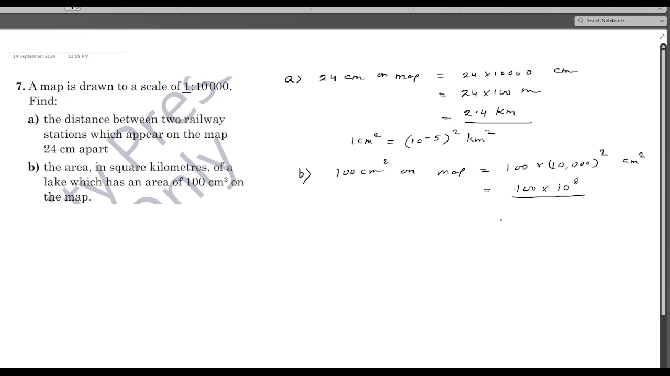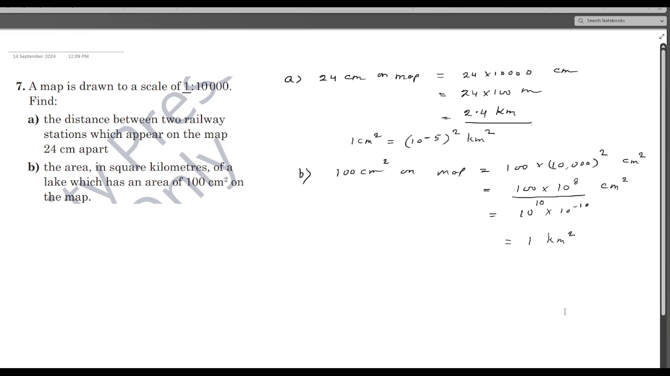Okay, so this much centimeter square. Now if I wanted to convert it in kilometer square, it is 100 into 10 power 8. Now 100 into 10 power 8 is 10 power 10. So this is 10 power 10 multiplied by 10 power minus 10. So this gives you answer as 10 power 0, which is 1. So your actual area on the ground will be equal to 1 kilometer square.